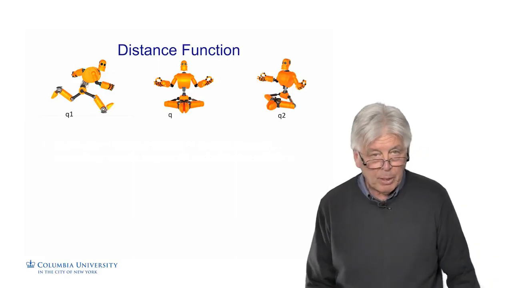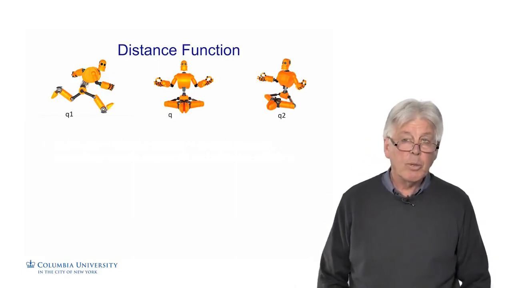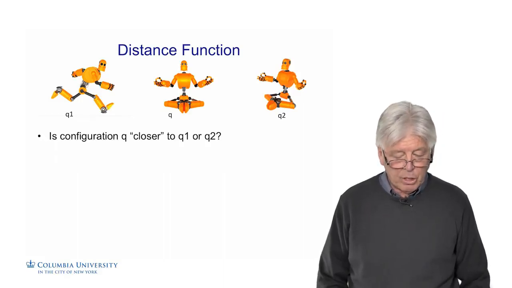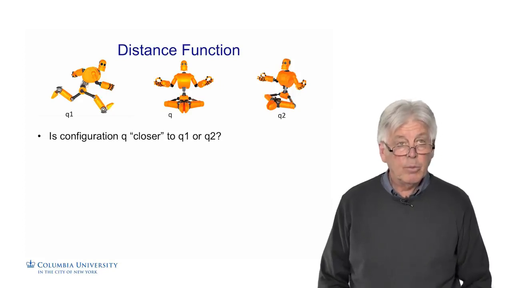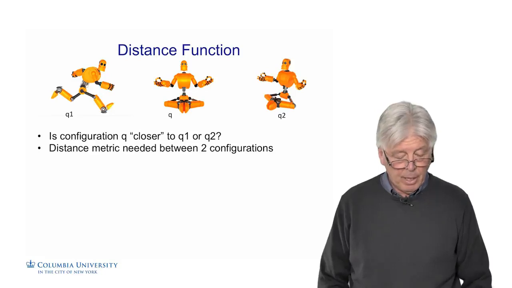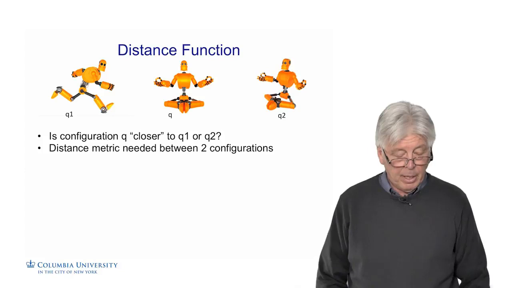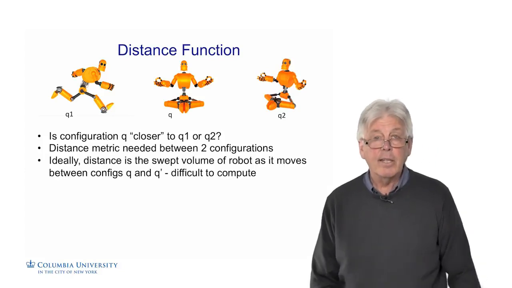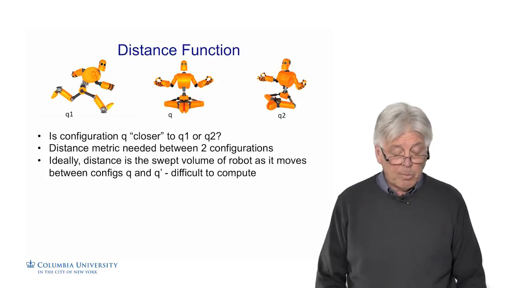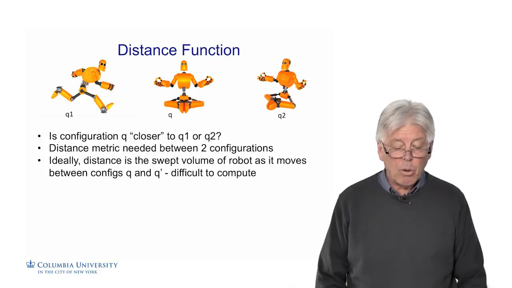Okay, we not only have to have the ability to find the nearest neighbor, but we have to have a distance between two configurations. So take a look at these robots and ask, is configuration Q in the middle closer, in quotes, to Q1 or Q2? How can we measure that? We need a distance metric between two configurations. Ideally, the distance between two configurations in 3D is the swept volume of the robot as it moves between configurations Q and Q prime. And that's very difficult to compute, especially with all these degrees of freedom.